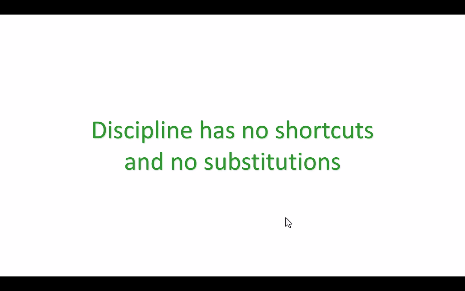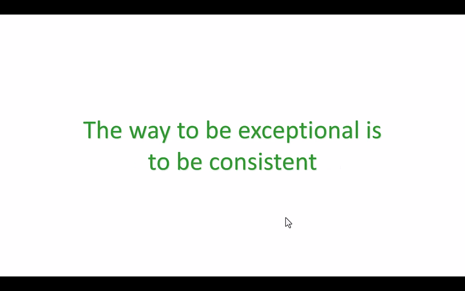First thing is discipline. If you see sloppiness in any area of your project, then that is a sign that your project has taken on a significant risk. Enterprise projects are not places for people or processes that wing it or are undefined. Discipline has no shortcuts and no substitution. You need to emphasize to everybody on your team that the way to be exceptional is to be consistent.